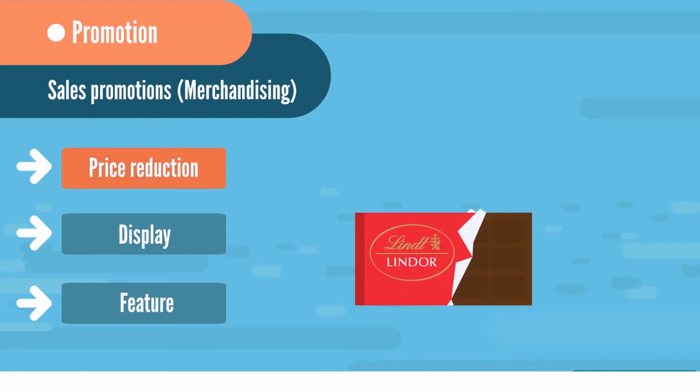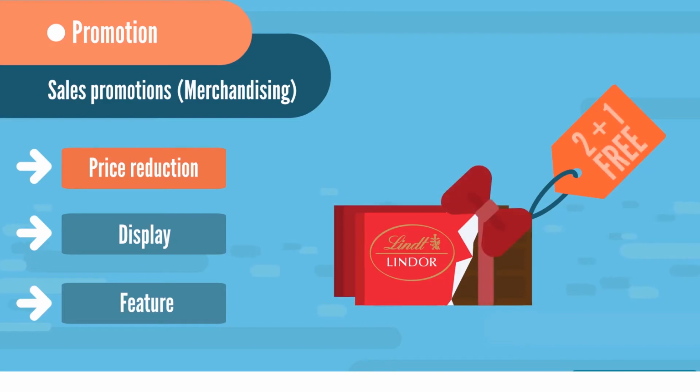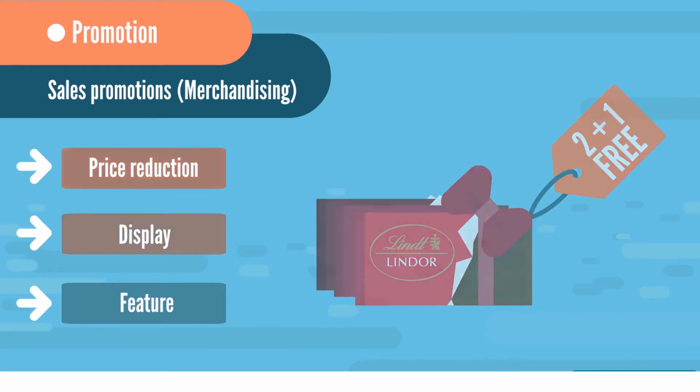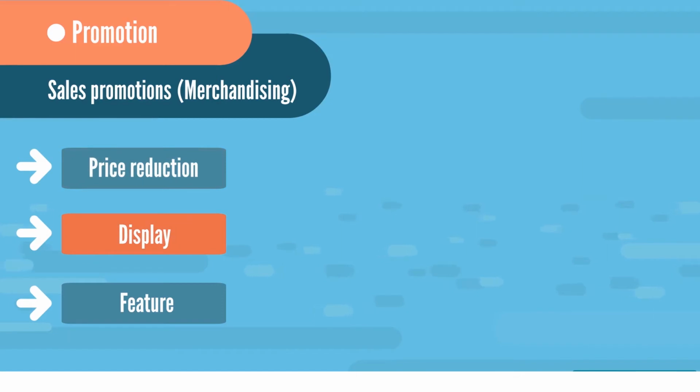A given product that used to cost $5 is now being sold for $2. Price reductions could also be more complex. They could be conditional on buying more units. For example, a promotion could consist of buying 2 chocolate candy bars and getting a third one for free, essentially providing a 33% discount.